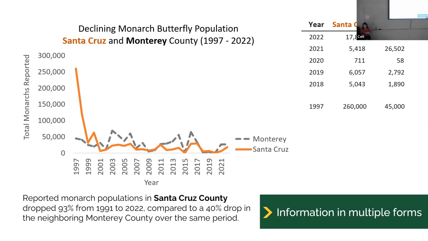Maybe we want to present the actual numbers in a table. Maybe we could provide a button to download the full data set. So it all depends on the context. We want to make sure we're providing that information in multiple formats.